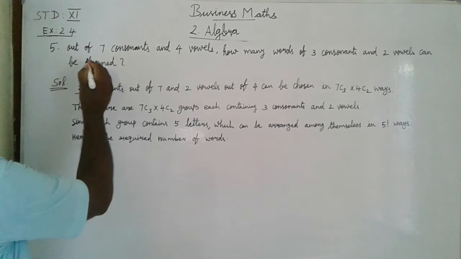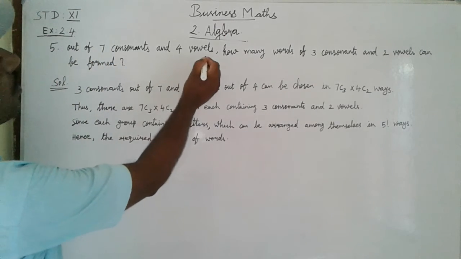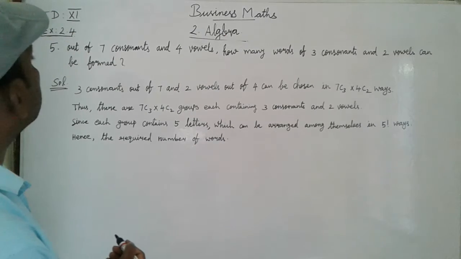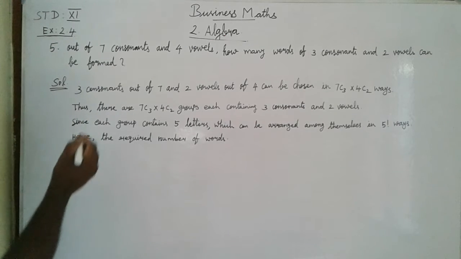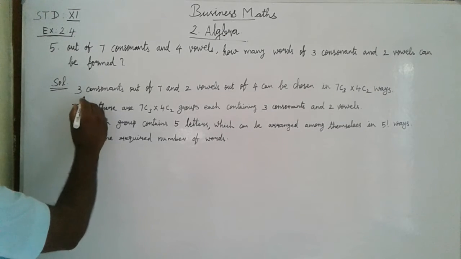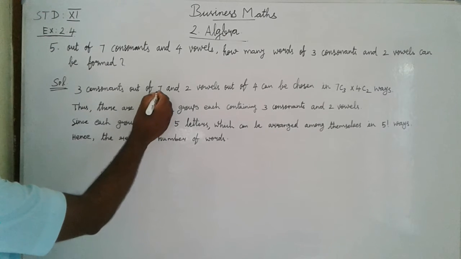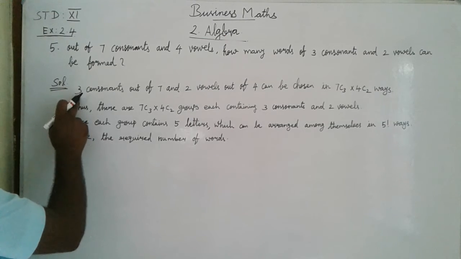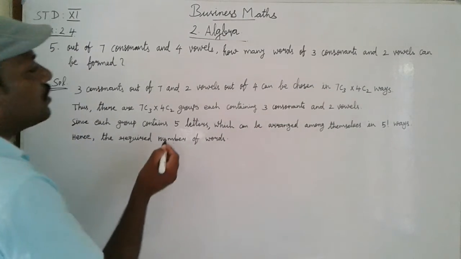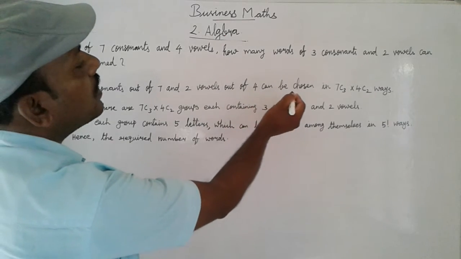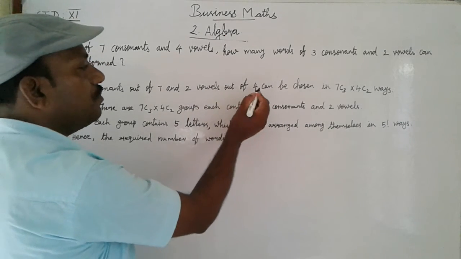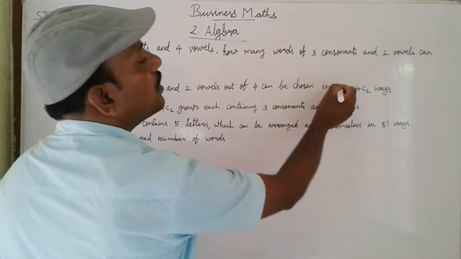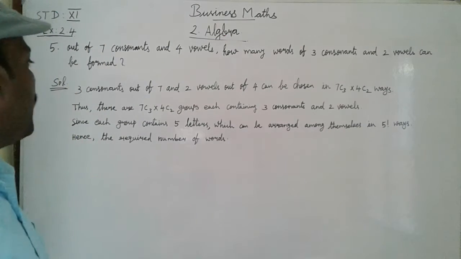Fifth sum: out of 7 consonants and 4 vowels, how many words of 3 consonants and 2 vowels can be formed? So 3 consonants out of 7 consonants. So total is what? 7. We should take 3. So 7c3. Next 2 vowels out of 4 can be chosen. So total is 4, choose 2. Then 4c2 ways. So 7c3 into 4c2 ways.